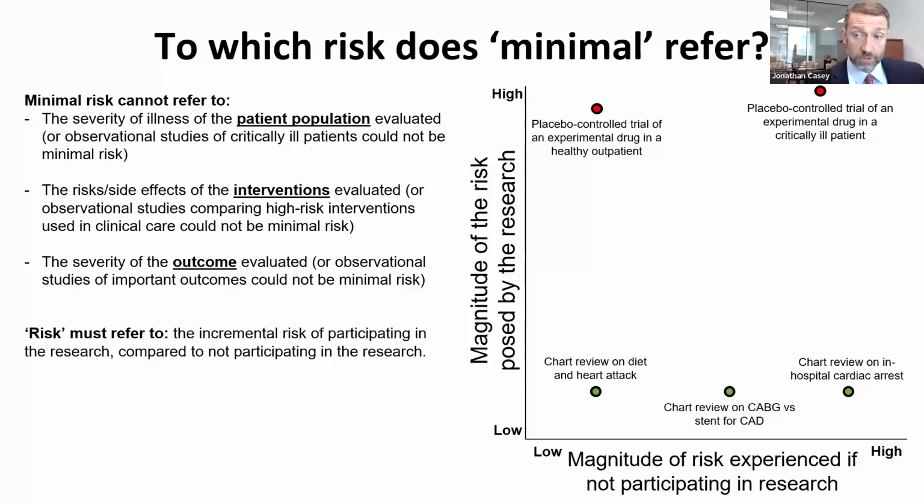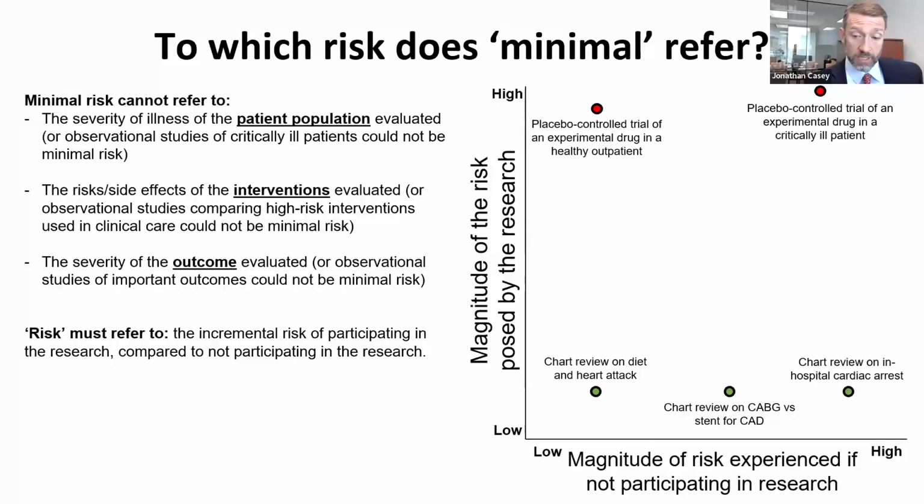So let's think about a couple of examples. Patients who are critically ill are at high risk of outcomes whether or not they participate in research. But still, there are independent risks associated with research that would have to be considered. For example, a placebo-controlled trial of an experimental drug in a critically ill patient still presents unique independent risk, for which no one would propose that the trial would be considered to be minimal risk.